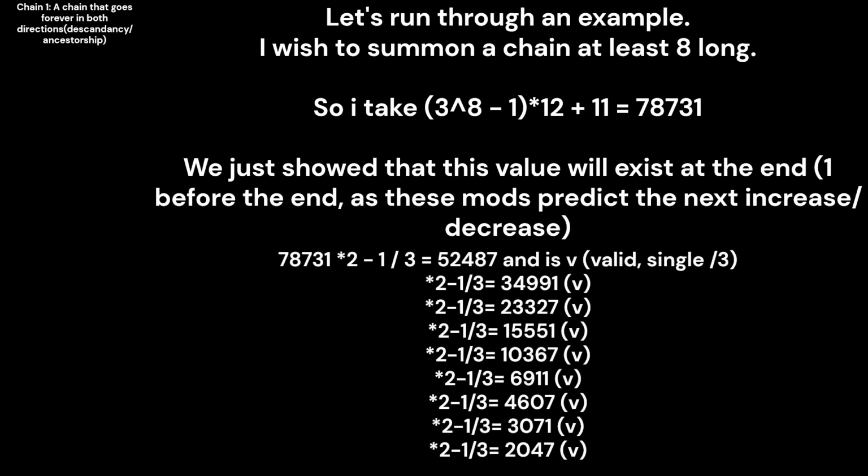78,731 times 2 minus 1 over 3 is equal to 52,487, which is equal to 34,991, which is equal to 23,327, which is equal to 15,551, which is equal to 10,367, which is equal to 6,911, which is equal to 4,607, which is equal to 3,071, which is equal to 2,047.